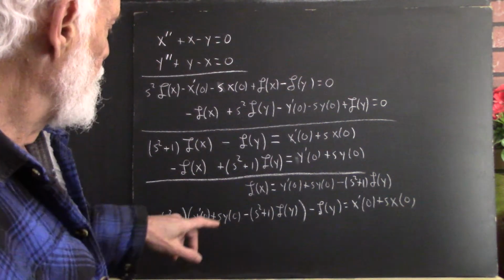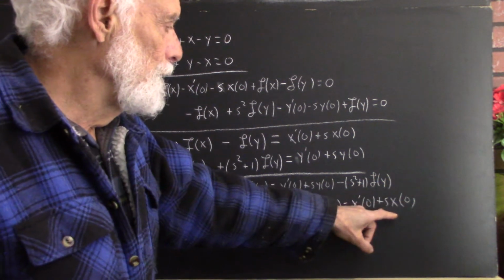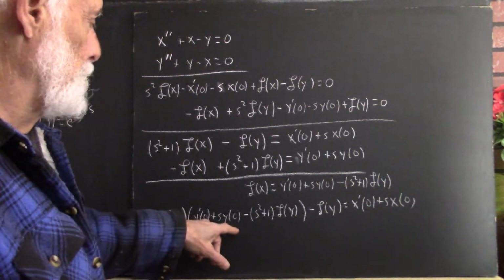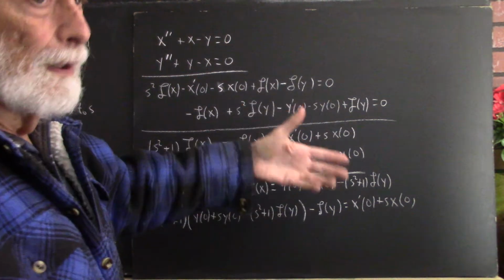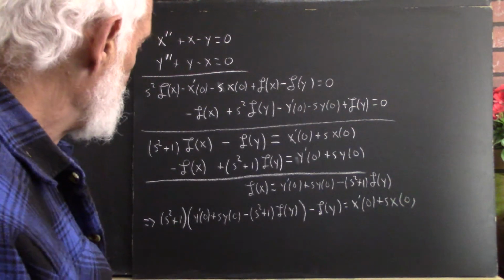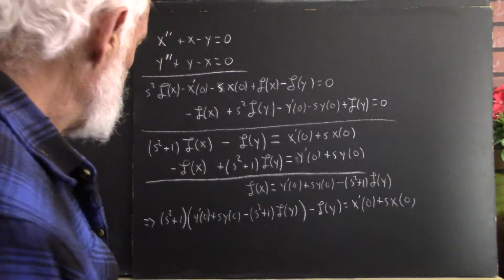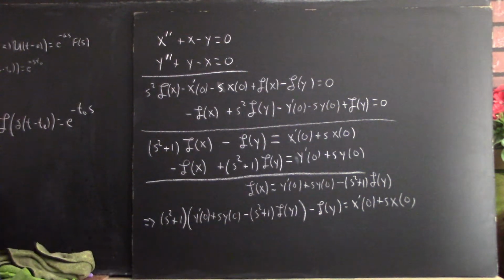Now again, we know that these x prime of zeros and x of zeros and y prime of zeros and y of zeros, it's just going to be numbers. Those are going to be our initial conditions. So those are just going to be straightforward.